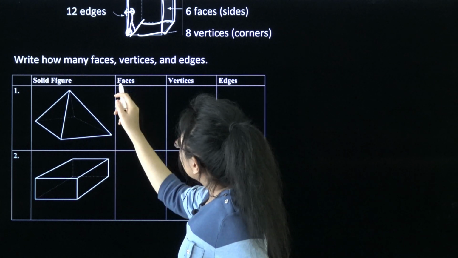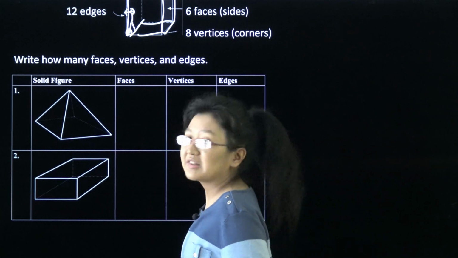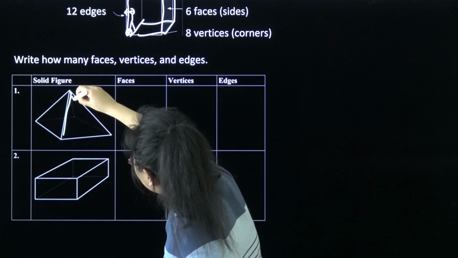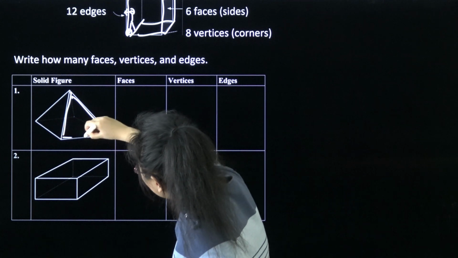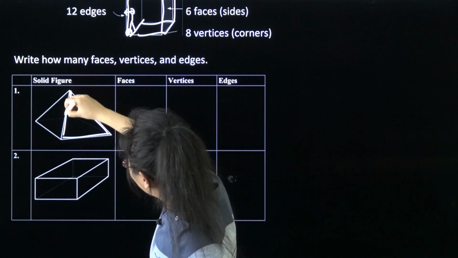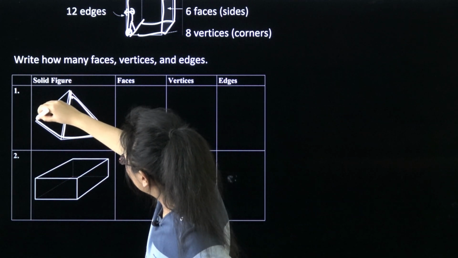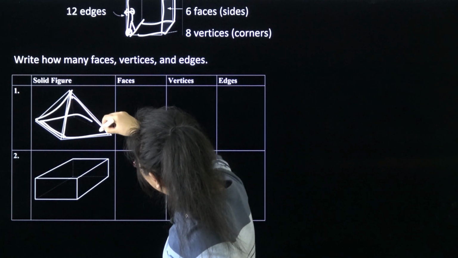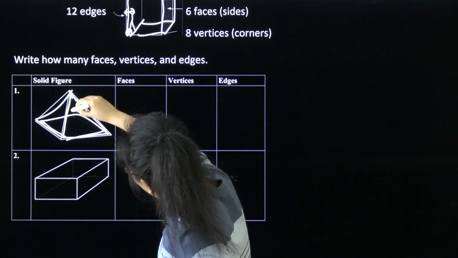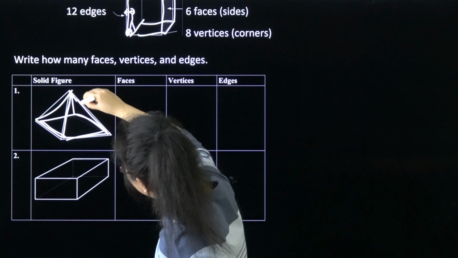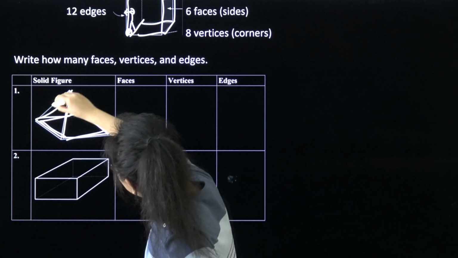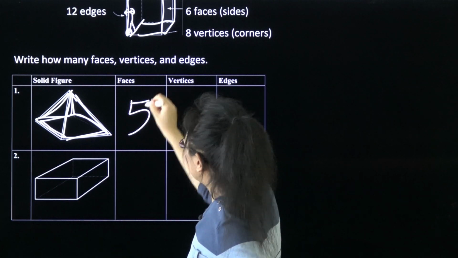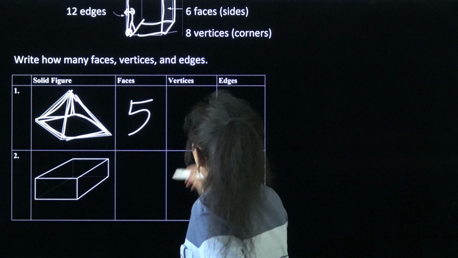So, in a pyramid, how many faces are in a pyramid? Well, we count. 1 triangle, it's a triangular face. 2, 3, which is the floor. 4, which is that wall at the back. 5, which is that other wall at the back. So there's 5 faces of a pyramid.